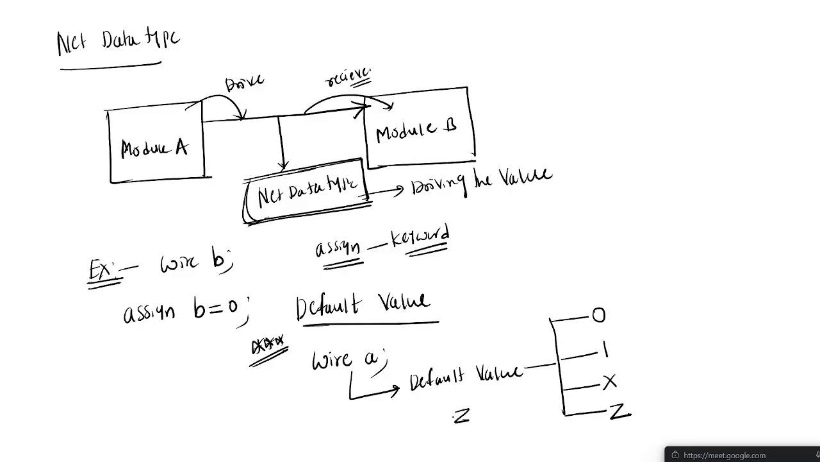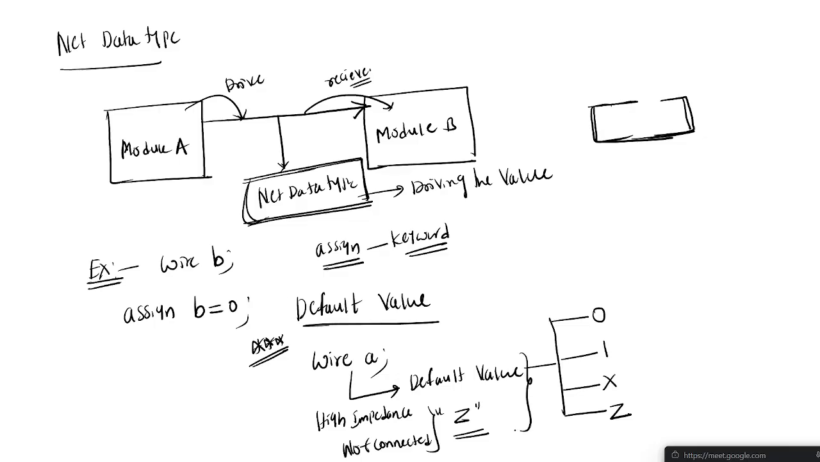No, the default value is Z. Z, as we already saw in the last class, means high impedance, not connected. So when you declare a wire, the compiler will understand that this wire is not connected. So you need to remember that the default value for a wire is Z. Is it fine?